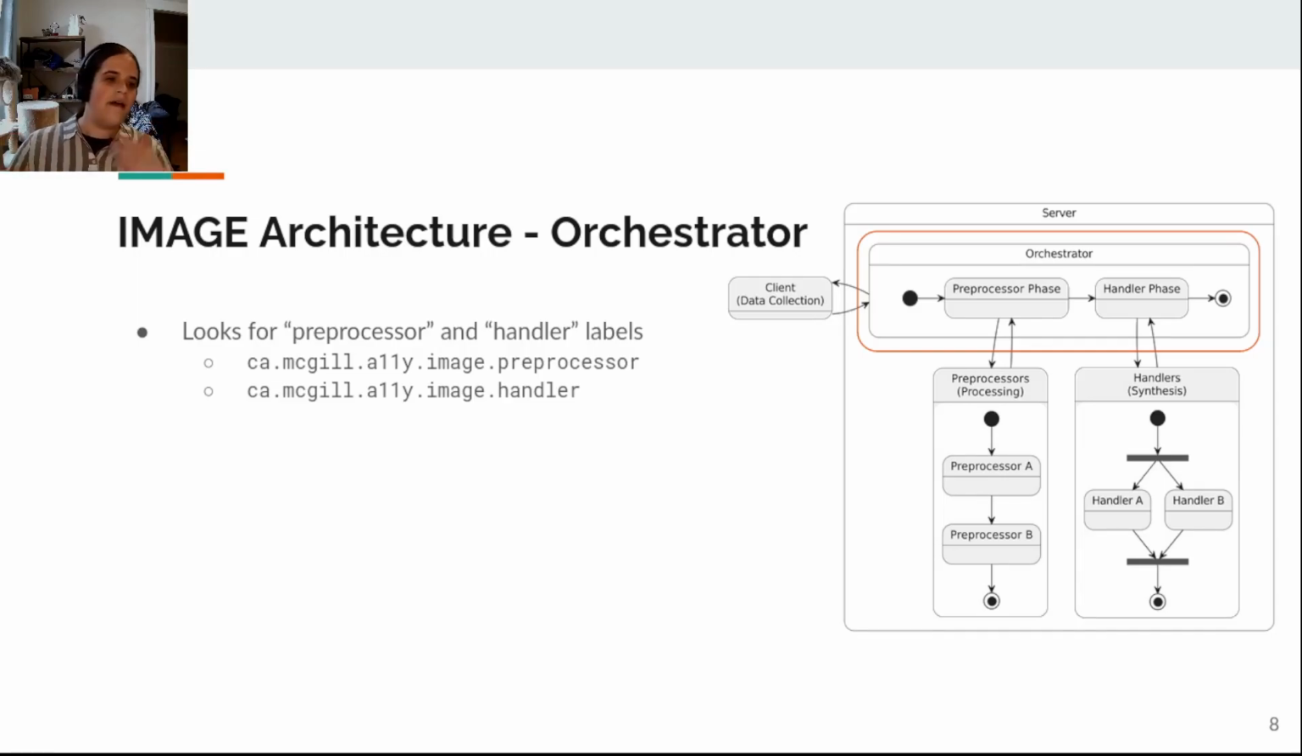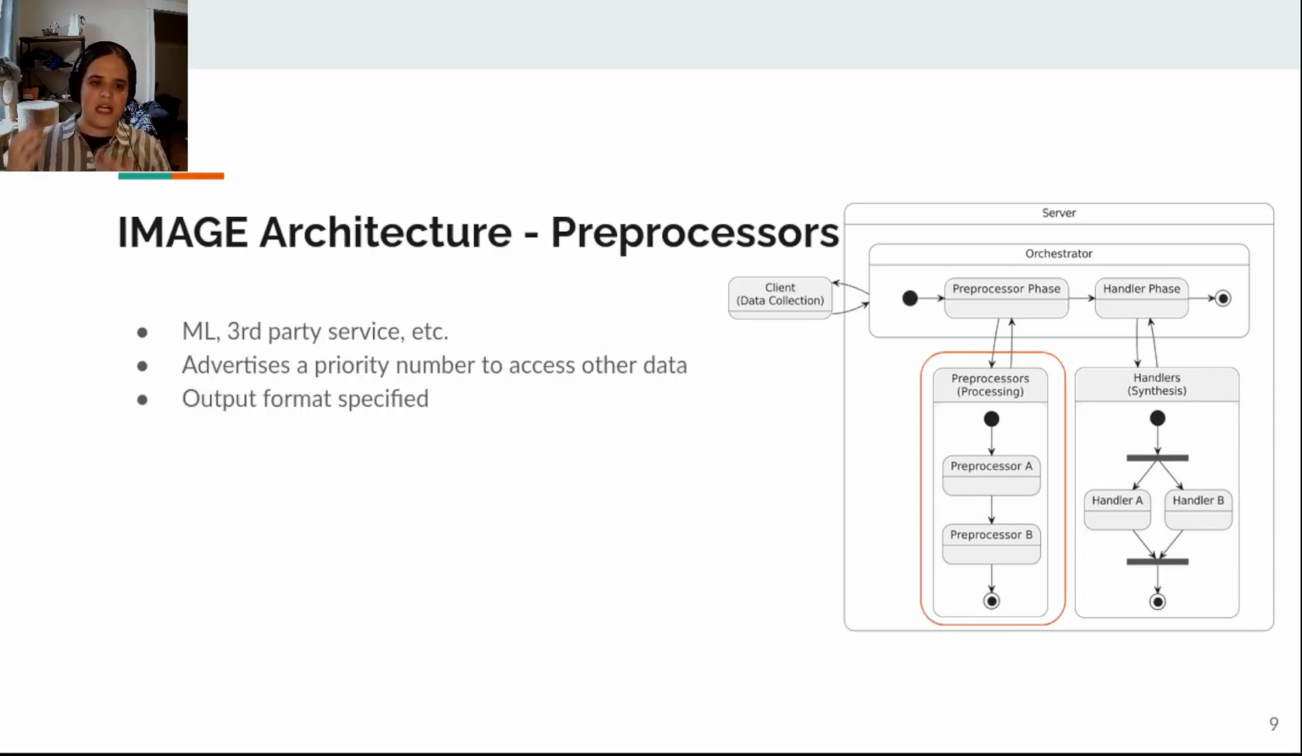So this orchestrator validates the data that comes in and then looks for the other modules that will need to be run. So those modules are either preprocessors, which do that processing task, or handlers that do the synthesis work. And all of these preprocessors and handlers are found by looking for running containers that have either a preprocessor or handler label. And once the orchestrator gets all of these, it will then start sending the data to the preprocessors, where each of these preprocessors are wrapped around something like a machine learning model or a third-party service, something to get more information about this data that was collected.